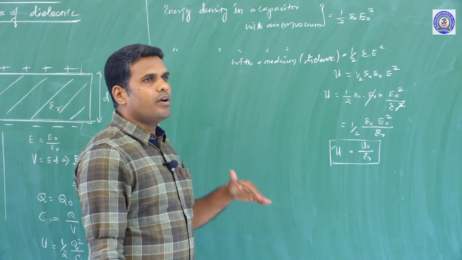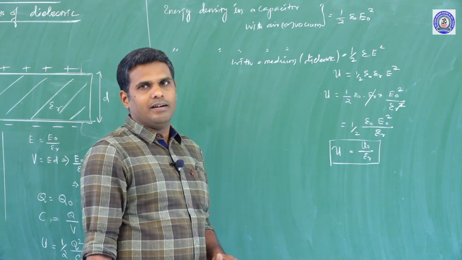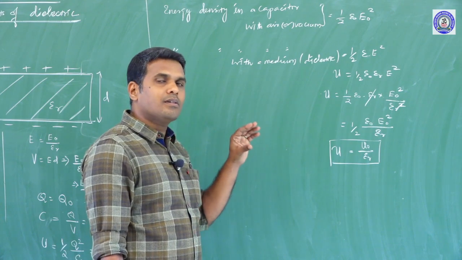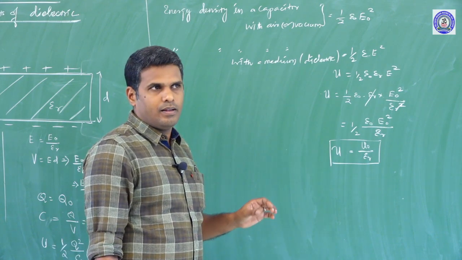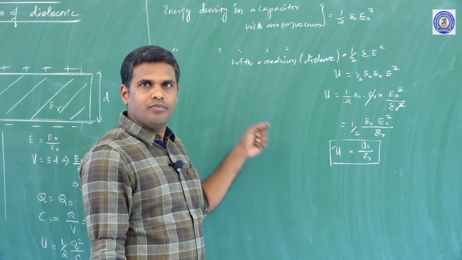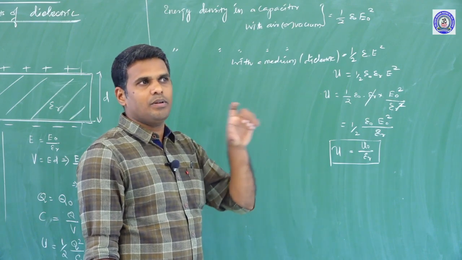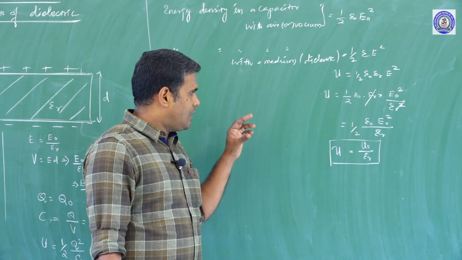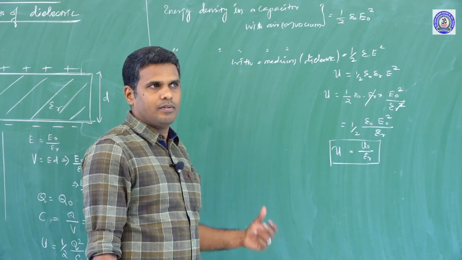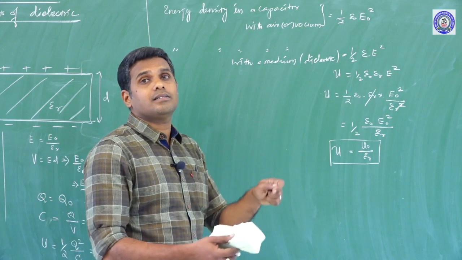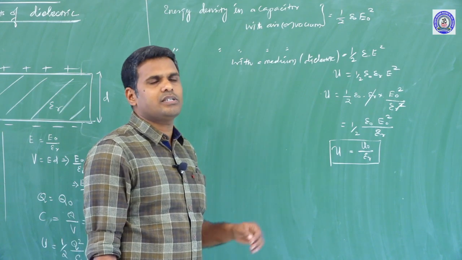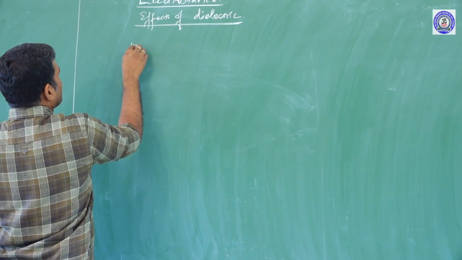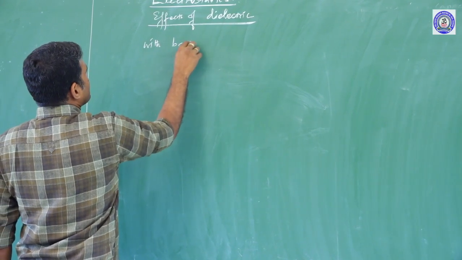Now we are going to discuss the other case, when a capacitor is introduced with a dielectric while the battery remains connected. These are the results we obtained with the battery disconnected from the plates of a parallel plate capacitor. Now we are going to discuss the effects of the dielectric when a battery is connected across the plates of the parallel plate capacitor. We shall see one by one. We shall now start with the effects of the dielectric with the battery connected.